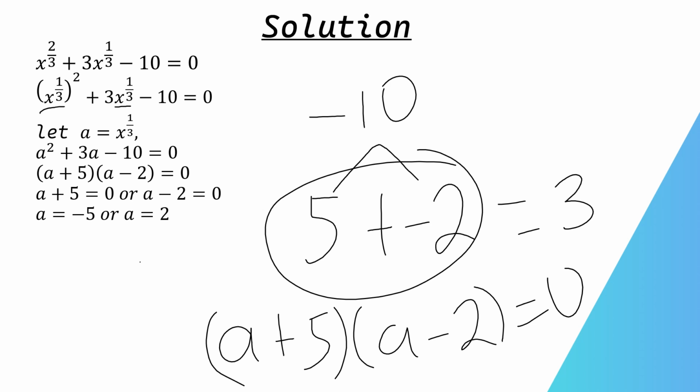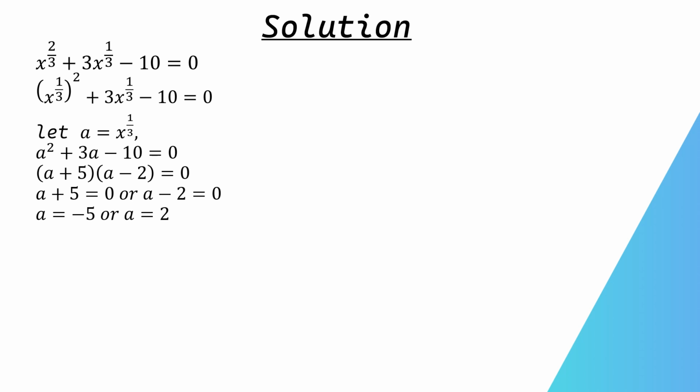We are not done yet. When we get here, you have to continue because the question says solve for x, and you found a. So let's go back to find our x. We earlier said a is equal to what? x to the exponent 1/3. So now let's bring back our x to the exponent 1/3.